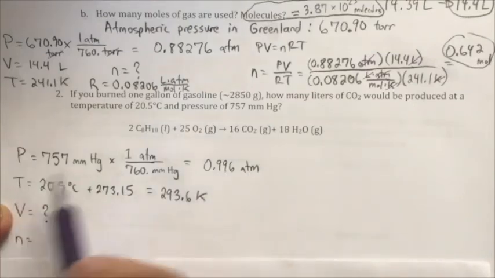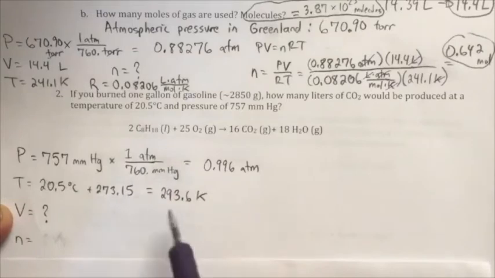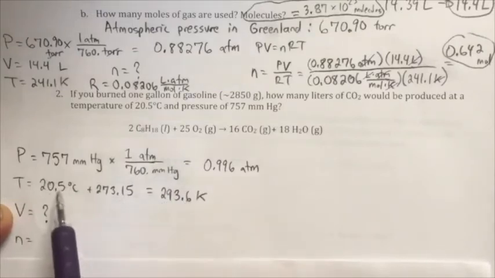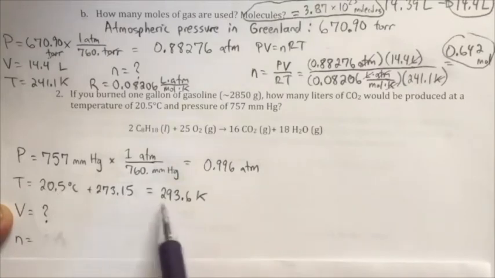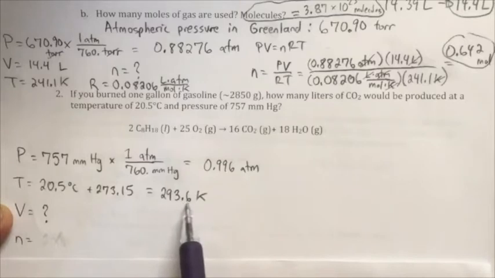Also, the temperature, we're given Celsius. I need to convert that into Kelvin. So I add these two together, and I get 293.6. And remember, this is to the first decimal place. And so according to the addition significant figures rules, the final value also needs to go to the first decimal place.